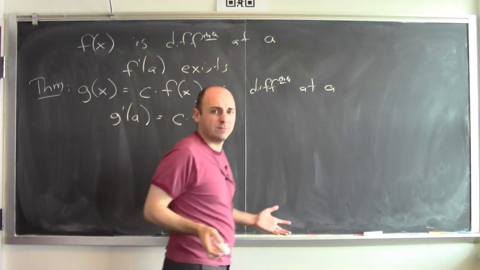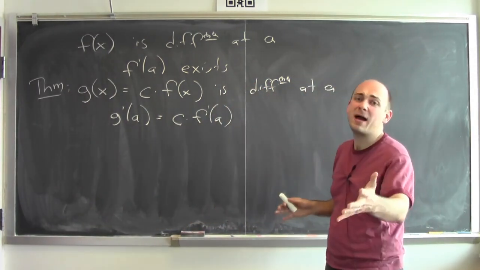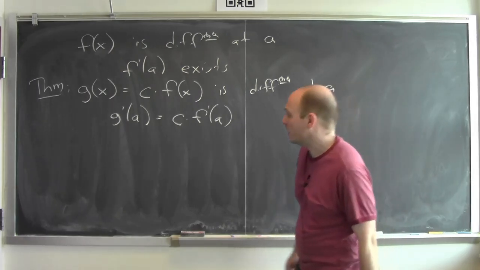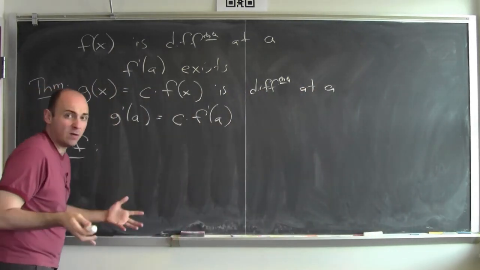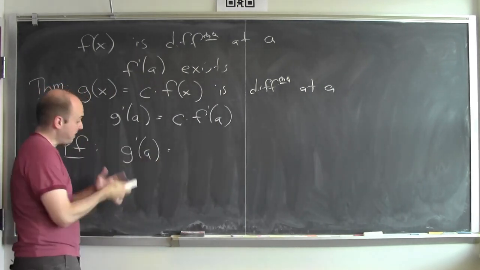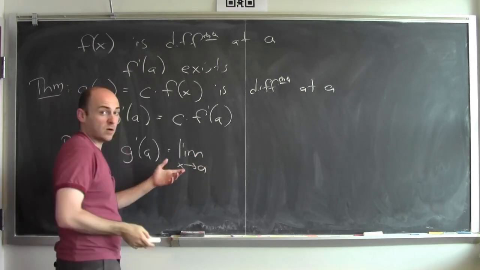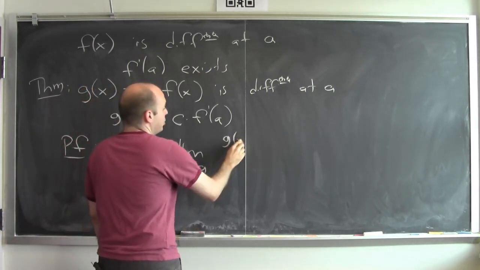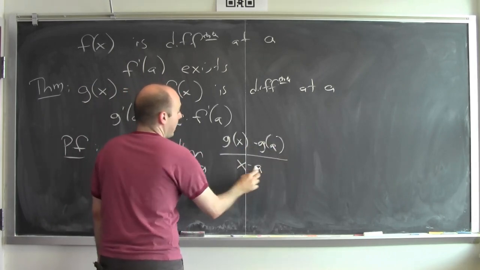How do I verify something like this? Well, it's the same as how I verify all of these facts. I'm just going to go back to the definition of derivative. So to convince you of this, I just write down what I believe the derivative of g at a is. By the definition of derivative, this is the limit as x goes to a of g of x minus g of a over x minus a.